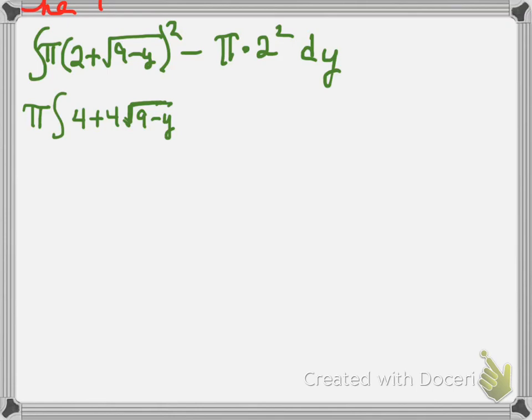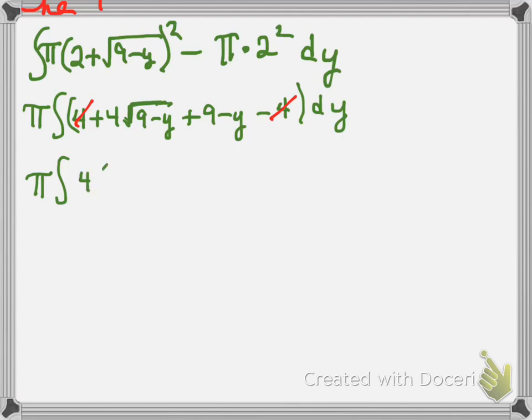And then square the last. When I square a square root, the square and the square root cancel, and I'm left with just a 9 minus y. So that's all of that. I've already factored this pi out, so I have a minus 4 on the end for that 2 squared. All of that has a dy on it. It looks like this negative 4 and positive 4 right here will cancel. Then I will be left with an integral that looks something like this: 4 times 9 minus y to the half power plus 9 minus y.